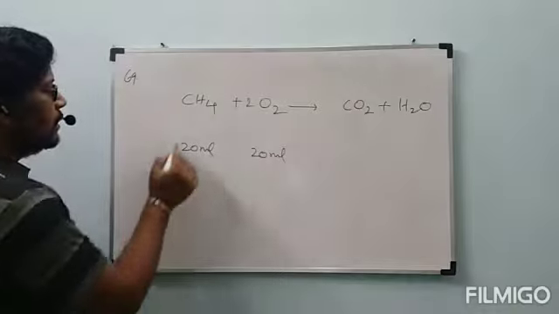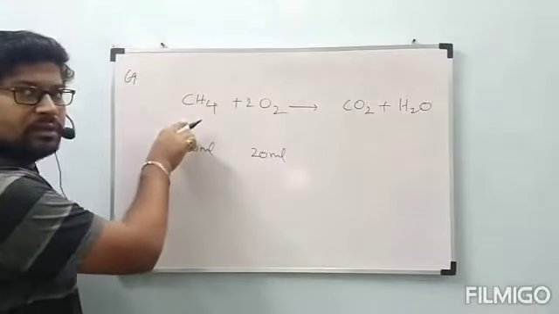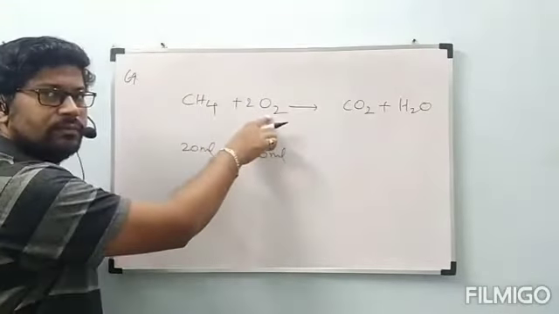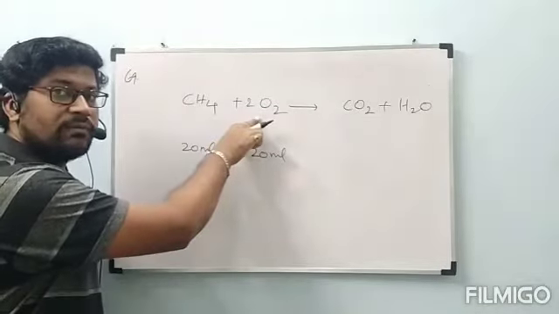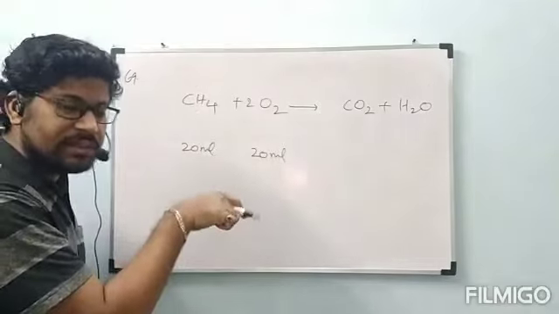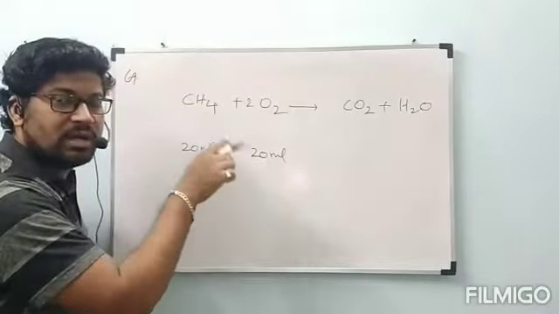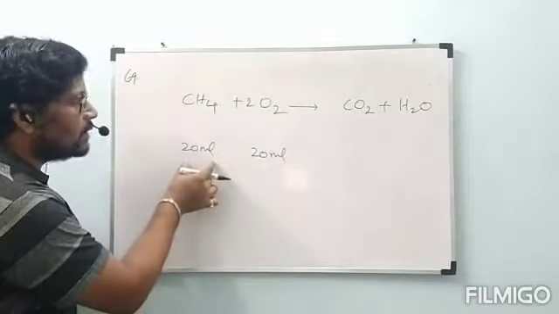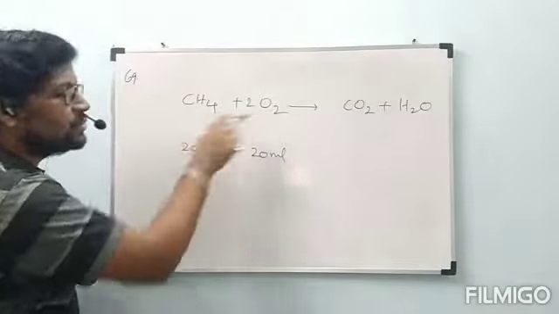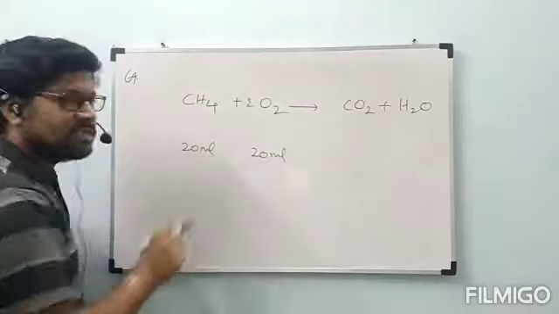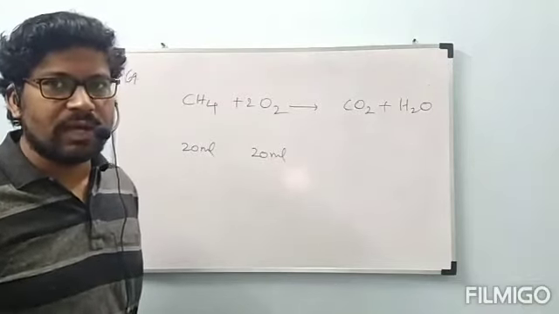According to the stoichiometric equation, if you take 1 part of CH4, it requires 2 parts of O2. According to that ratio, if you take 20 ml of CH4, we require 40 ml of oxygen, double, because 1:2 ratio. But they didn't give 40 ml. They gave only 20 ml. Then how can we do this problem?